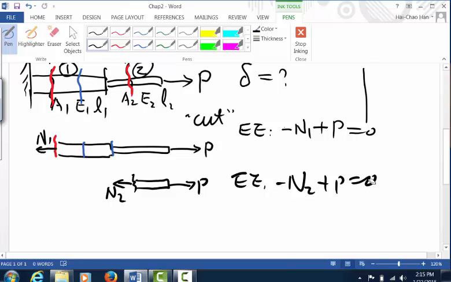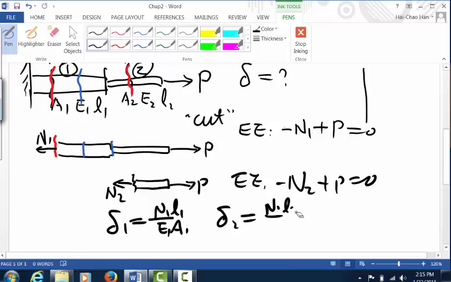Okay, now you know N1 and N2. Now, can you find delta 1 and delta 2? Yes, so we can write delta 1 equals N1 L1 over E1 A1, right? And then delta 2 will be equal to N2 L2 over E2 A2, right? Now, can you find the total elongation? You just add them together, right? It's just a simple summation. Put them together, then you find it.